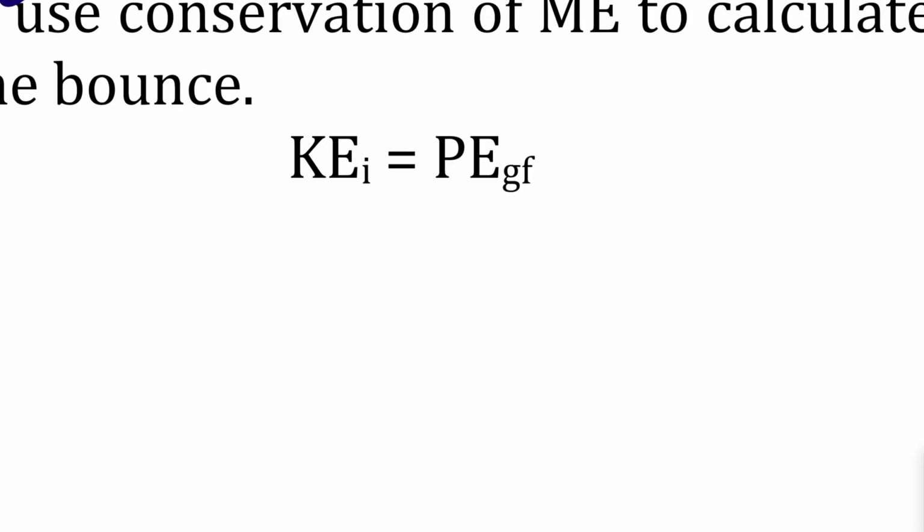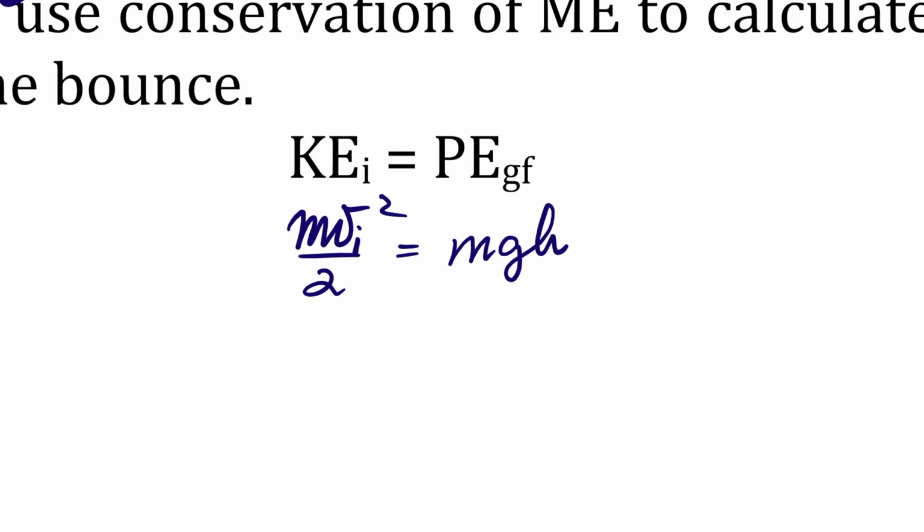Derive this. Kinetic energy initial is going to be equal to potential energy gravitational final, mv initial squared divided by 2 will be equal to mgh final.